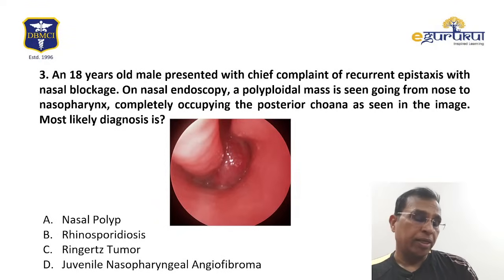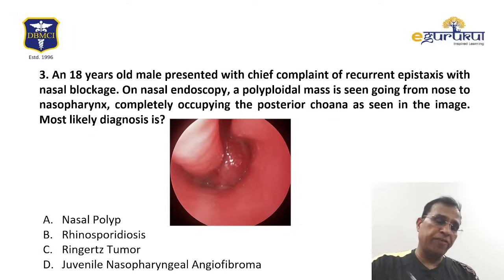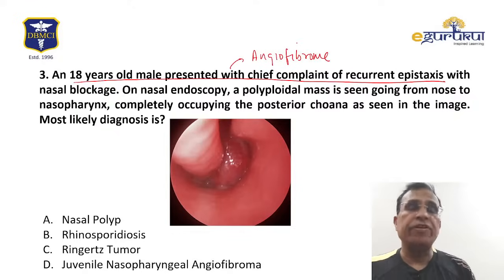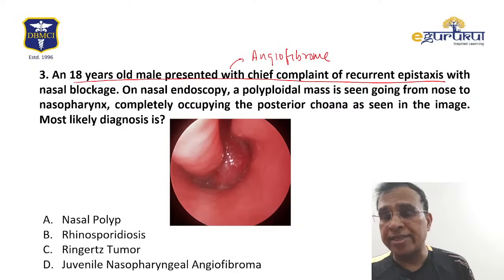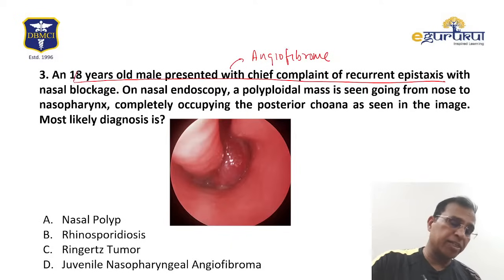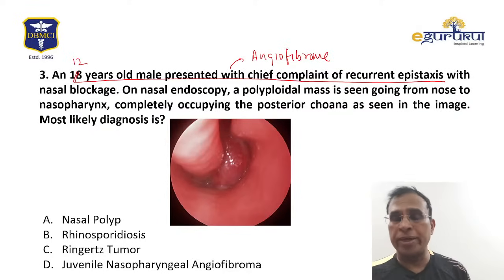Next question. An 18-year-old male presented with a chief complaint of recurrent epistaxis. Now, if a male of this age has epistaxis, straight away you know that we are dealing with angiofibroma. Even in the last INI-CET exam, the first line was the same. There was a question and, instead of 18 years, it was 12 years. A 12-year-old male child with epistaxis, a 13-year-old male child with epistaxis, an 18-year-old male with epistaxis, straight away angiofibroma comes to your mind.